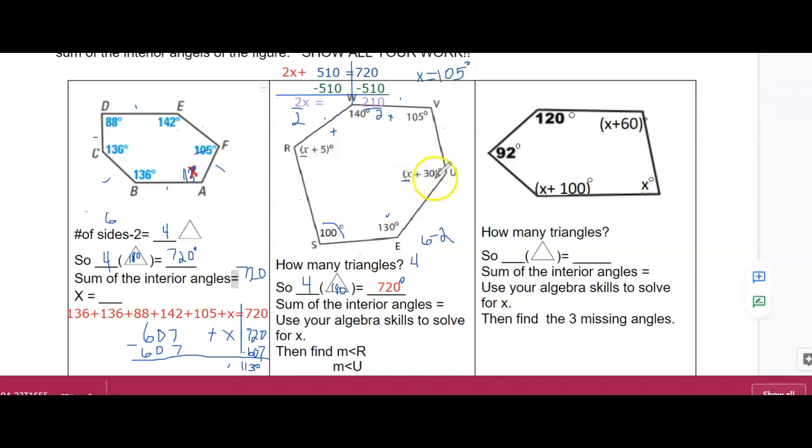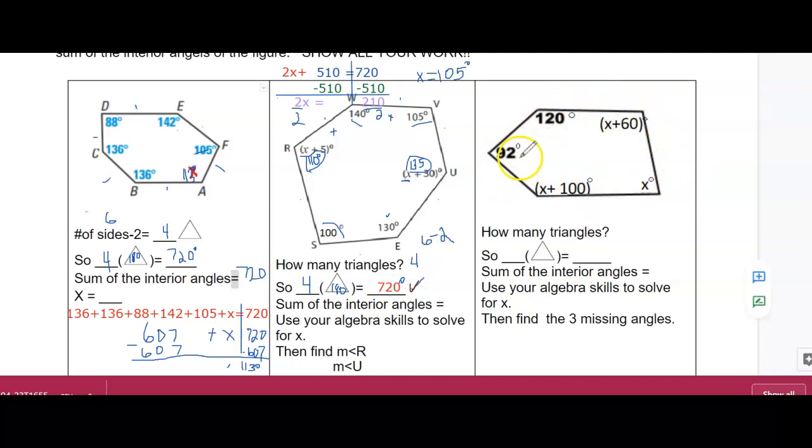So 105 plus 30 is 135, right? And then 105 plus 5 is 110, 110 degrees. So if you add 140 plus 105 plus 135 plus 130 plus 100 plus 110, you should get 720 degrees. Go ahead and try that. Okay, I checked it also, and it does come out to 720, so we did this one right.